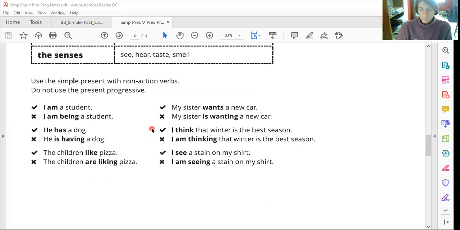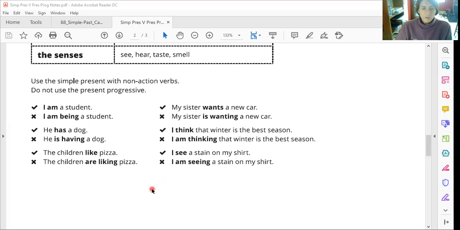I think that winter is the best season. I am thinking that winter is the best season is not what you should say. I see a stain on my shirt, not I am seeing a stain on my shirt.